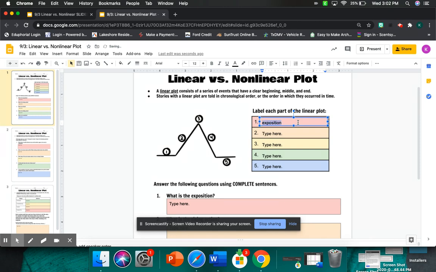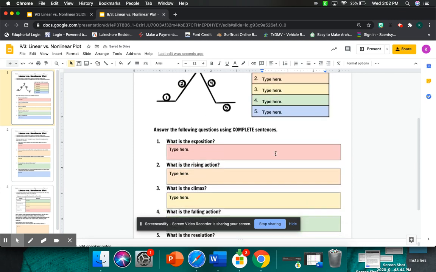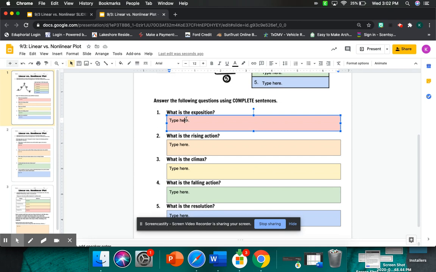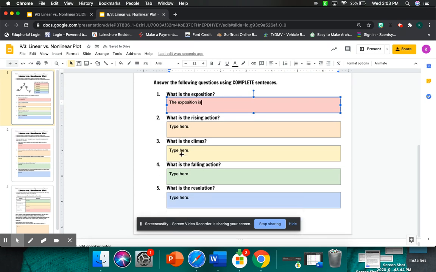This is exposition, right? And then down here, what is the exposition? I expect you to use complete sentences and also write in such a way that you state part of the answer in your question. So, what is the exposition? The exposition is, and then continue telling me. What is the rising action? The rising action is, and then tell me, okay?